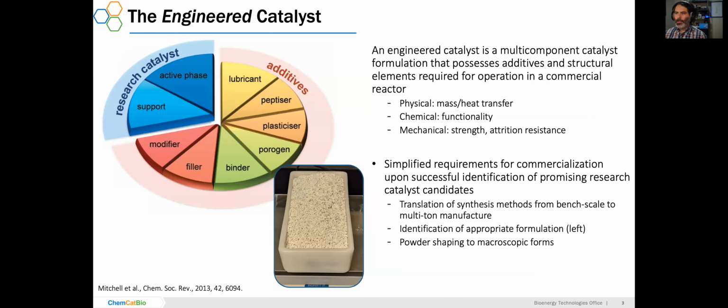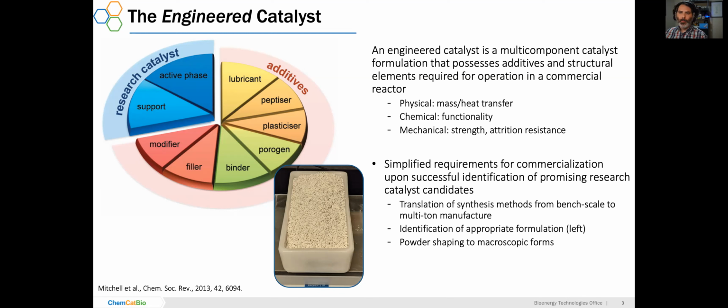So to get us started, when we're talking about the engineered catalyst, there's a number of different names for this, technical bodies, et cetera, but for the sake of this presentation, we'll call this an engineered catalyst. What we mean here is a multi-component catalyst formulation that possesses additives and other structural elements that are required for using these in an industrial commercial setting. These are additional considerations beyond your research powdered catalyst. So there are mass and heat transfer considerations, functionality considerations, as well as mechanical considerations like strength and attrition resistance, for example.